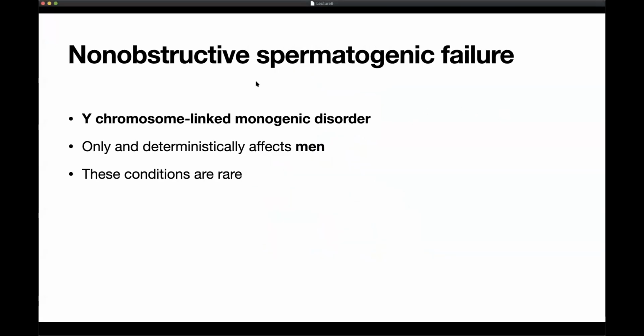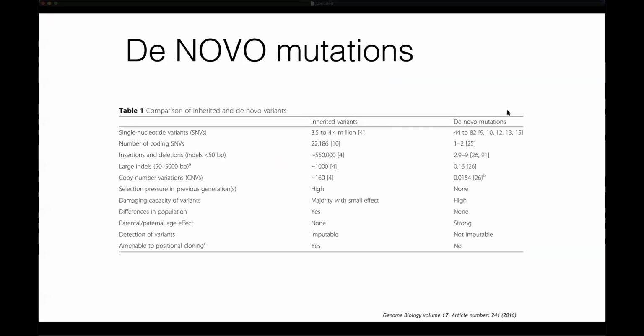And you can also have Y chromosome linked monogenic disorders, which only deterministically affect men for obvious reasons. Since women do not have a Y chromosome, these conditions are rare. The question is, for these genetic disorders, could you get gene therapy, or has this not been approved by the FDA?